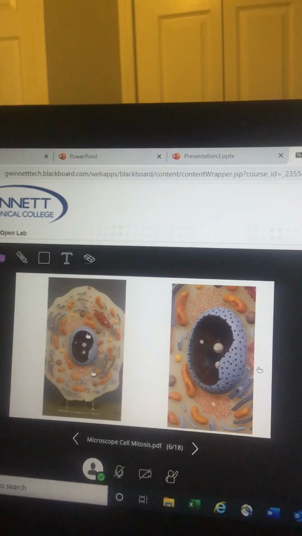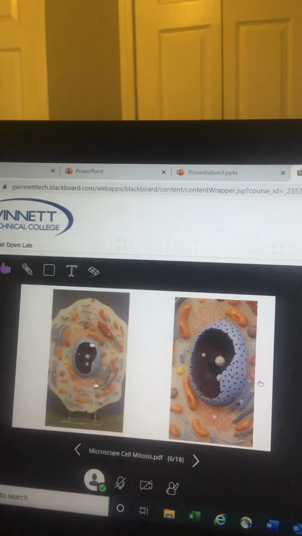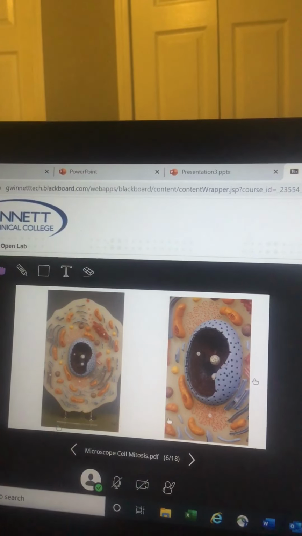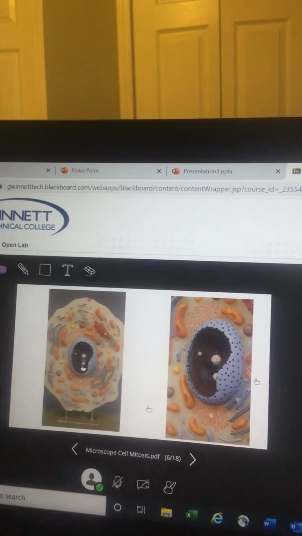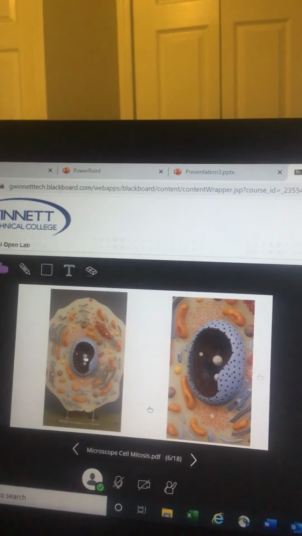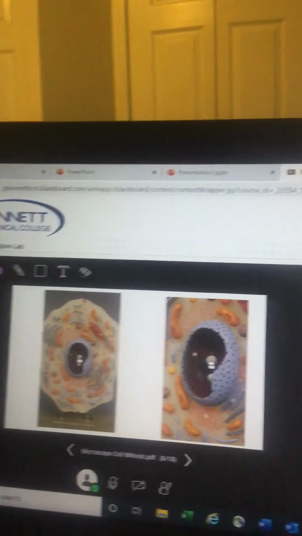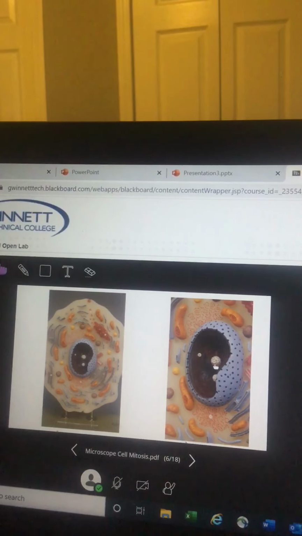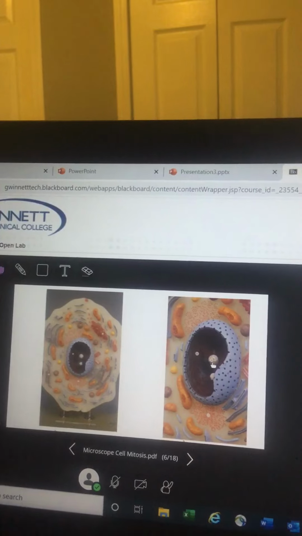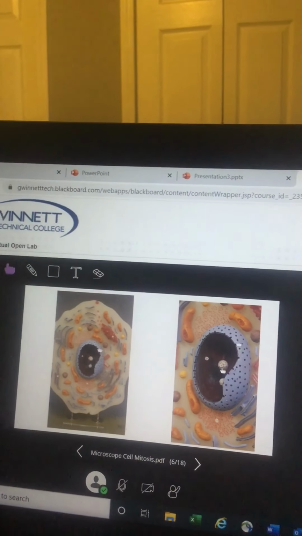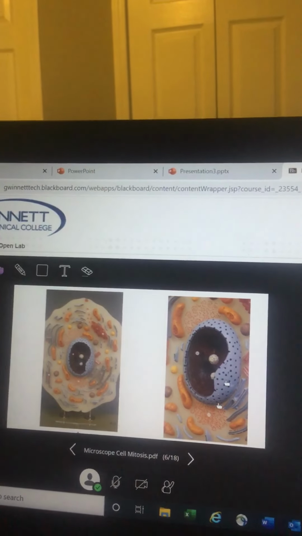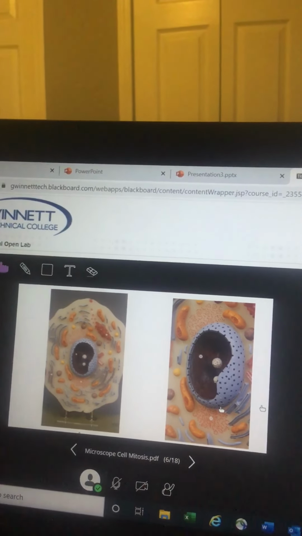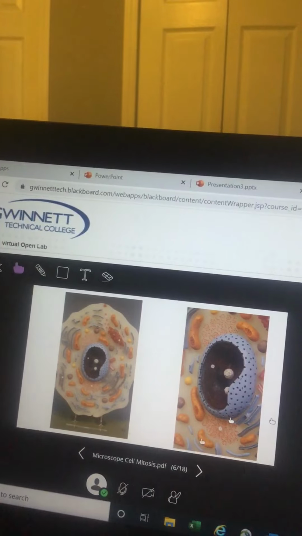Can you see my pointer? Yeah, it's moving around. The nucleolus. This right here? Yep. The nucleoli are the globes inside the nucleus. The nuclear membrane with pores is the coating outside the nucleus, so you see the pores. The chromatin looks like my hair in the morning.